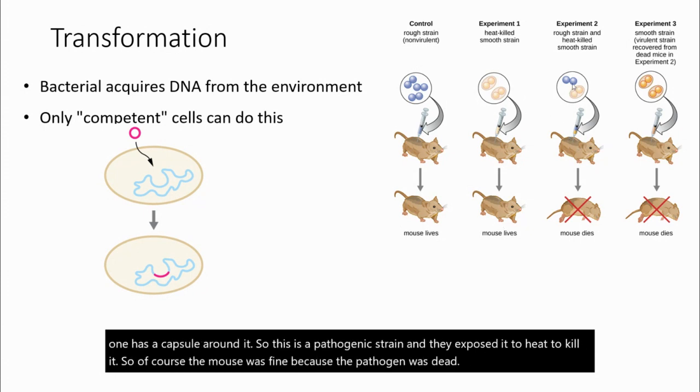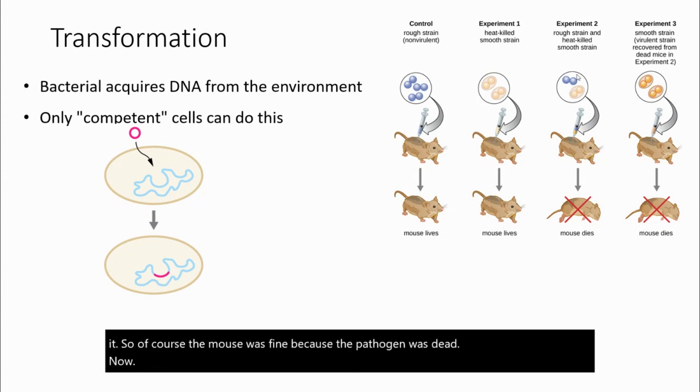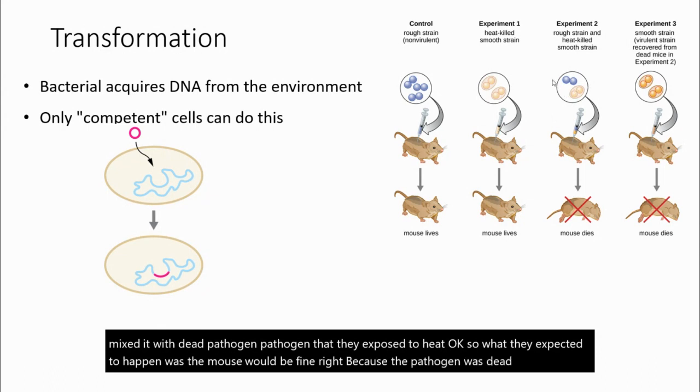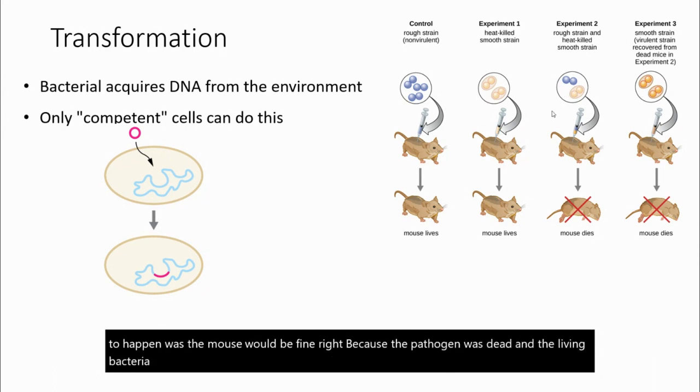Now, what they did is they mixed the safe non-pathogenic bacteria, which is in blue, and they mixed it with dead pathogen that they exposed to heat. Okay, so what they expected to happen was the mouse would be fine, right? Because the pathogen was dead and the living bacteria was safe. But what surprised everybody was the mouse got sick and died.